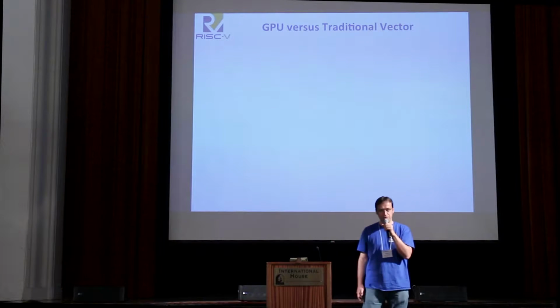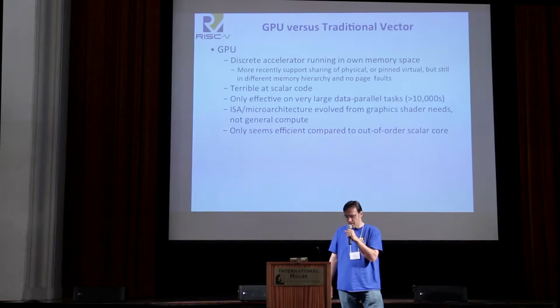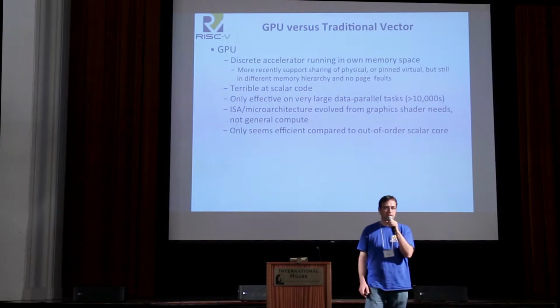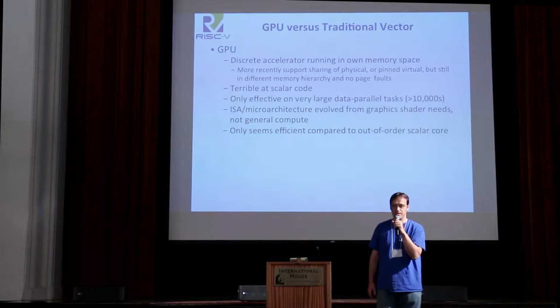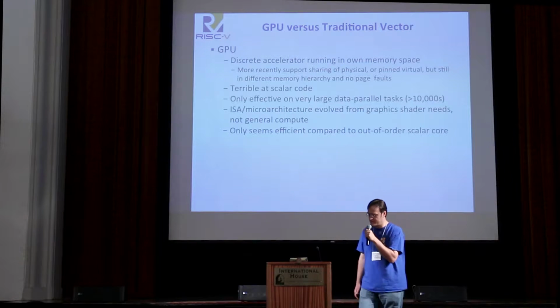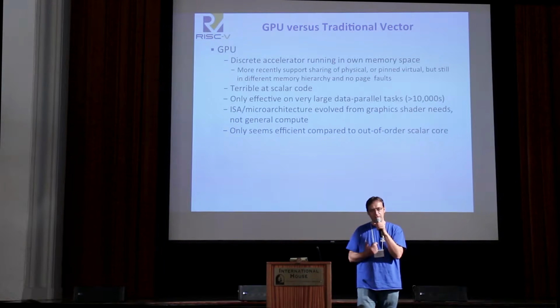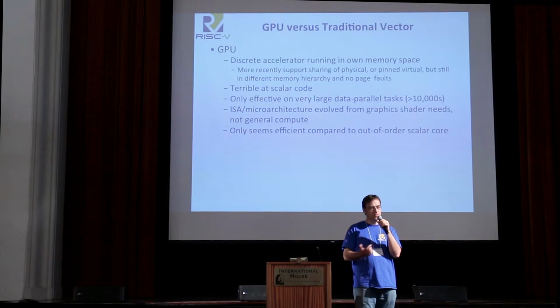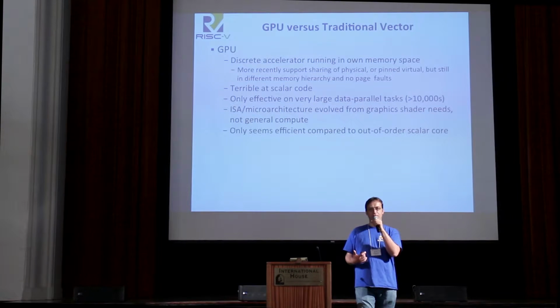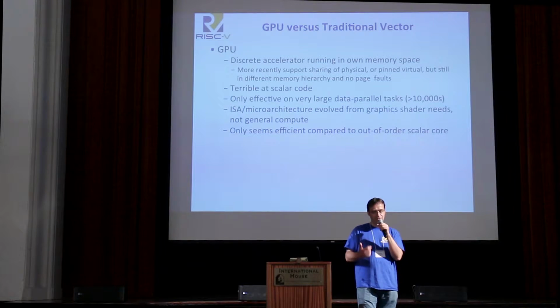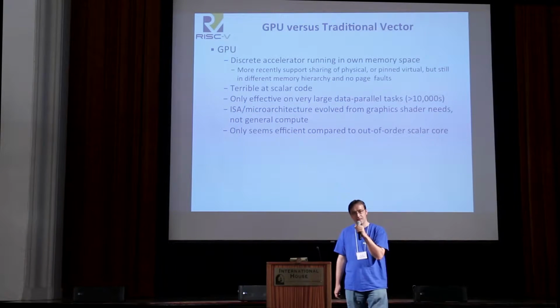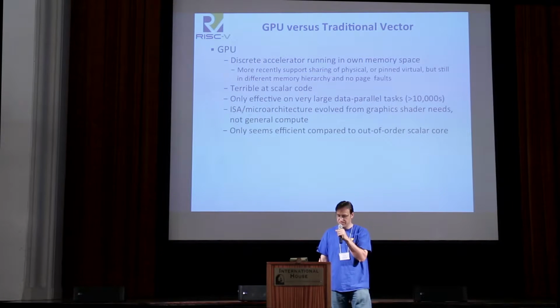Okay, modern day GPUs. Well, GPUs are these very weird things. Having worked in vectors a long time and seeing GPUs appear, it's very strange to see these beasts because they're very odd. They're kind of these discrete accelerators running in their own memory space. They're kind of like an old attached processor. More recently, they've been trying to give more equal access between the GPU and the CPU memory, sharing the physical memory, and then more recently trying to share the virtual memory. They're still not quite at the place where you can take a page fault on a GPU operation, so it's still kind of awkward to use.